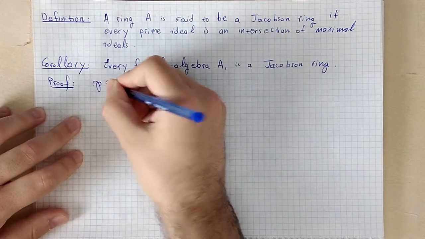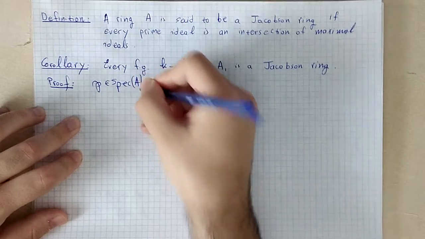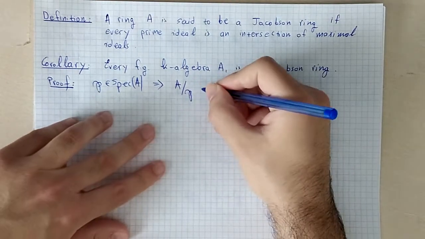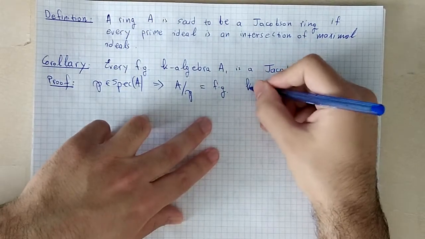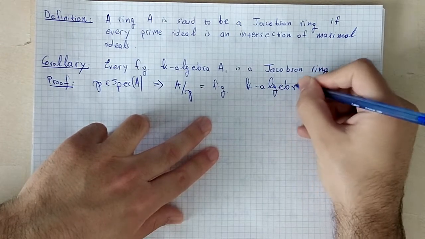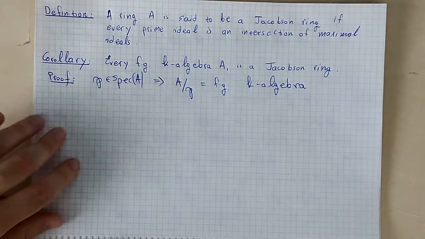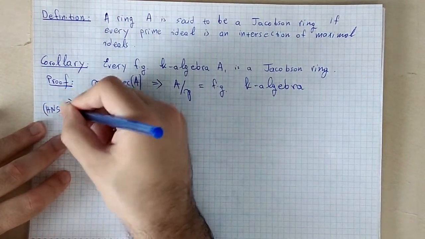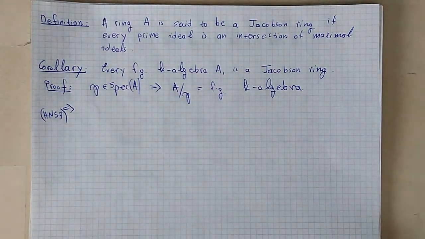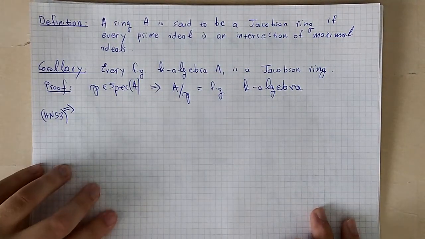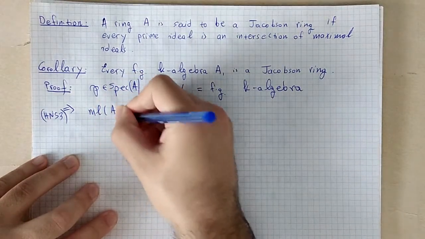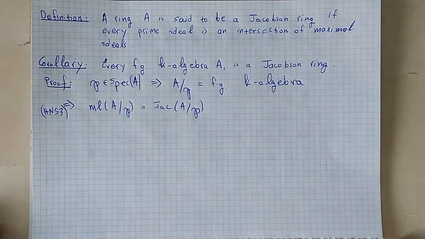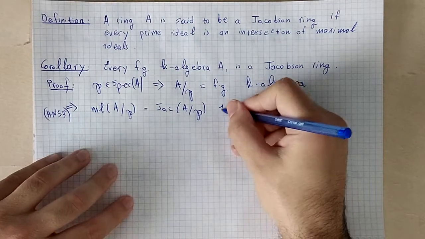So let P be an arbitrary prime ideal. It's easy to see that A mod P is a finitely generated K algebra. Now, if we use the version of Nullstellensatz we just proved, we get that the nil radical of this ring is equal to the Jacobson radical of this ring. Let me call this relation 1.